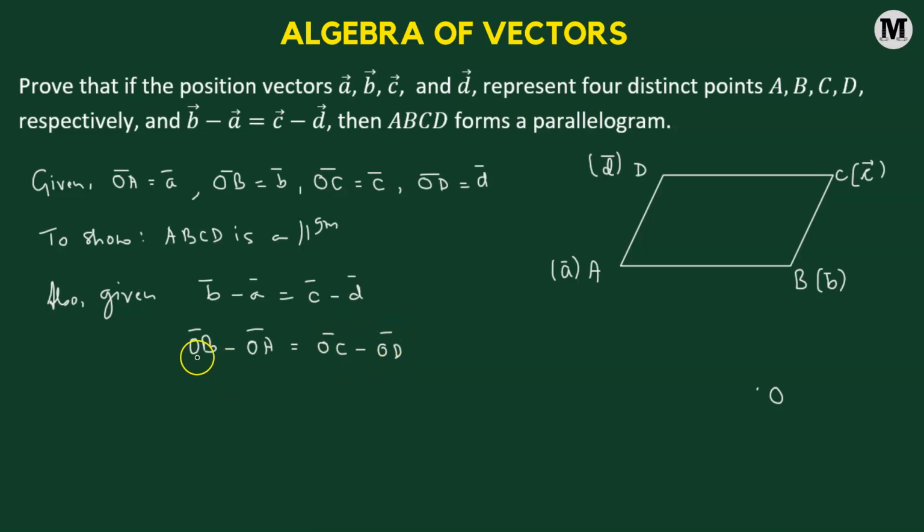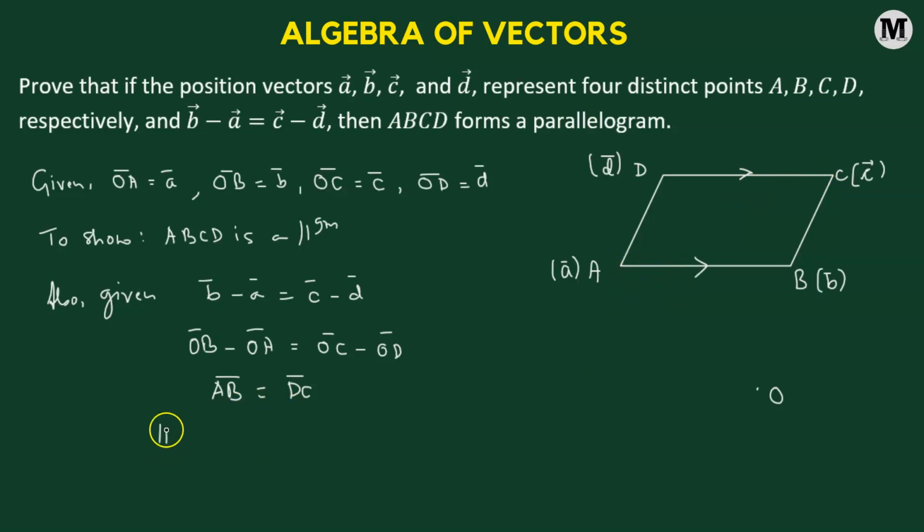By definition, we know vector OB minus vector OA, that's nothing but vector AB. We have a vector going from point A to point B. This will be equal to OC minus OD, vector DC. So here we have a vector going from point D to point C. So we obtained the case that vector AB equals vector DC.